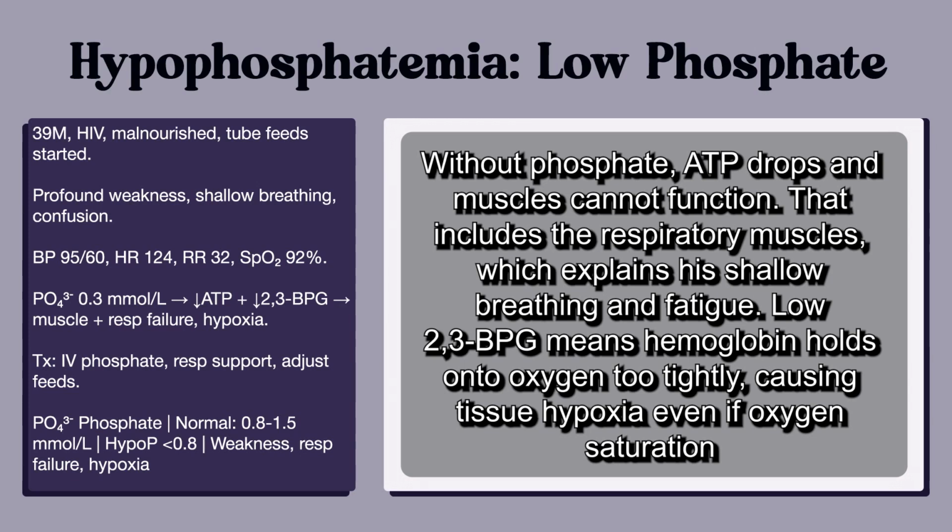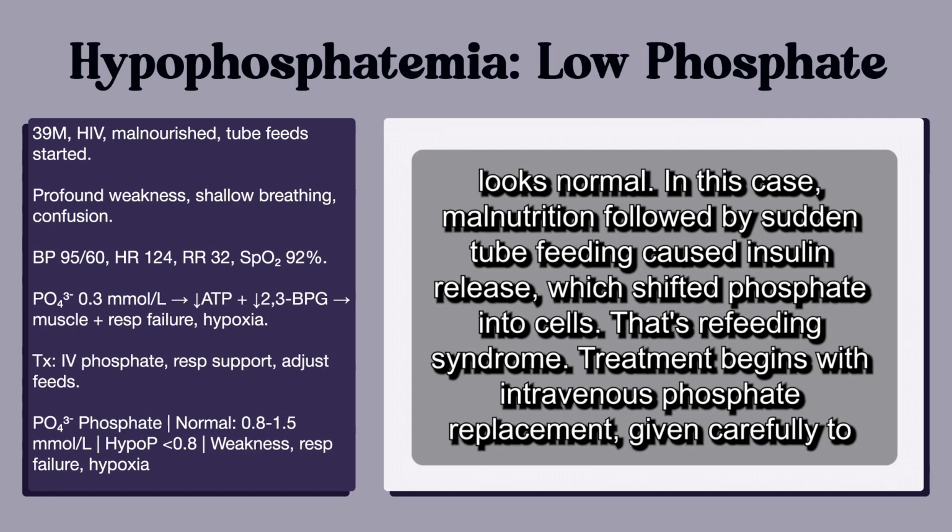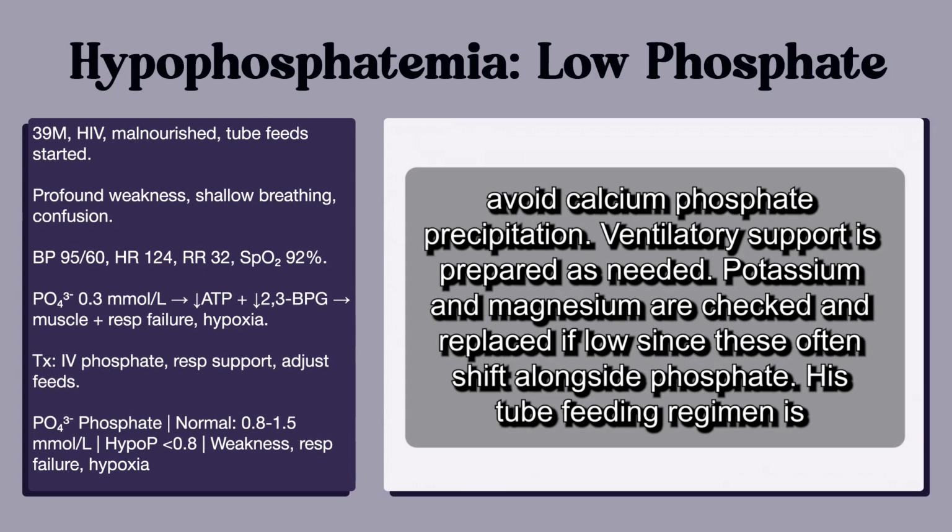Low 2,3-BPG means hemoglobin holds on to oxygen too tightly, causing tissue hypoxia even if oxygen saturation looks normal. In this case, malnutrition followed by sudden tube feeding caused insulin release, which shifted phosphate into cells. That's refeeding syndrome. Treatment begins with intravenous phosphate replacement, given carefully to avoid calcium phosphate precipitation.